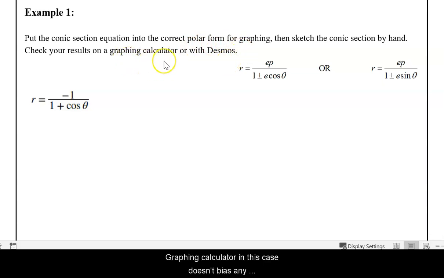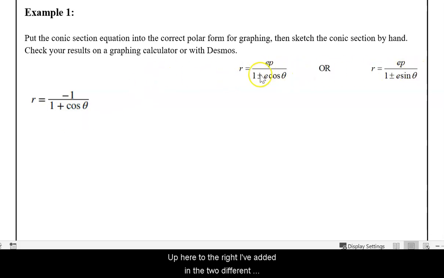The graphing calculator in this case doesn't buy us any advantage because I don't need to know what the orientation is or what the angles are to get it graphed. I simply want to know what the entire conic section looks like after it's graphed. And for that, Desmos is a good tool. Here is the equation for the conic section. R equals the ratio of -1 divided by the quantity 1 plus cosine of theta.